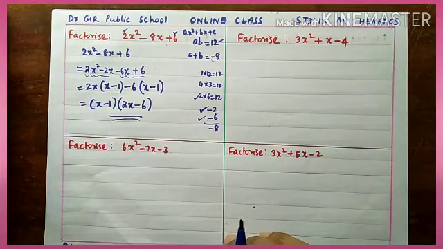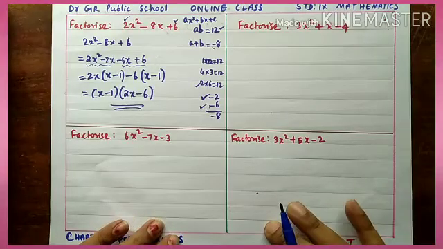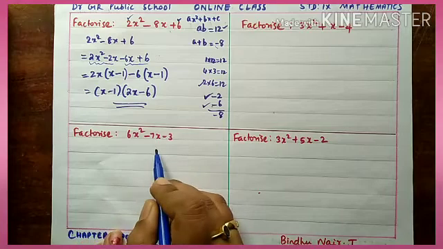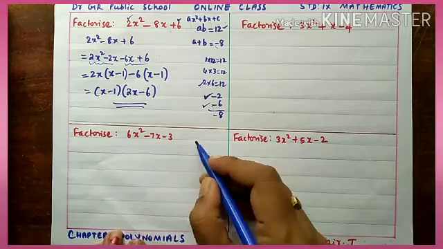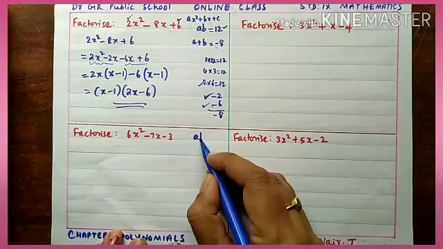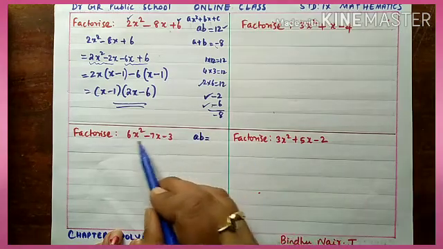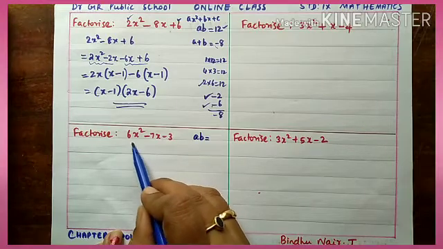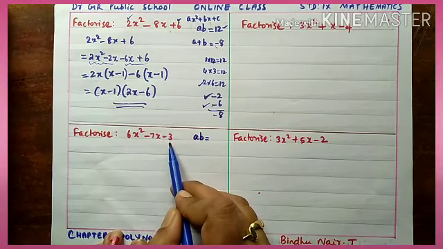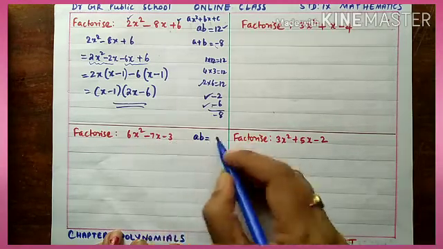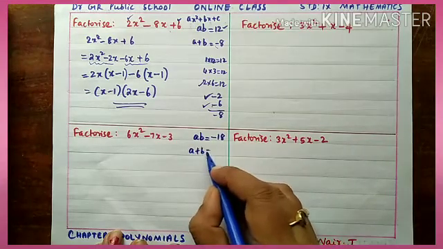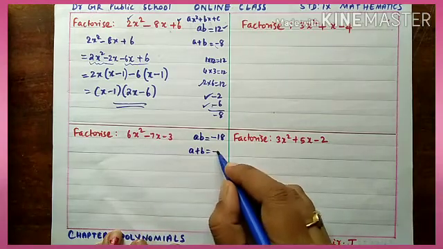All of you ready? Okay, right. Okay children, now the second question. Now you see, 6x square minus 7x minus 3 is our second question. Now first we can write the product value. What is the product value here? Because x square has the coefficient 6, it is 6 into the constant term minus 3. What is 6 into minus 3? Minus 18. And the sum value is minus 7.